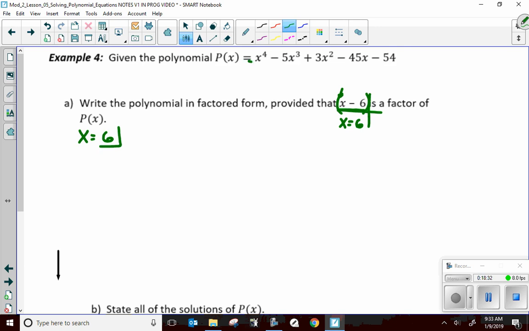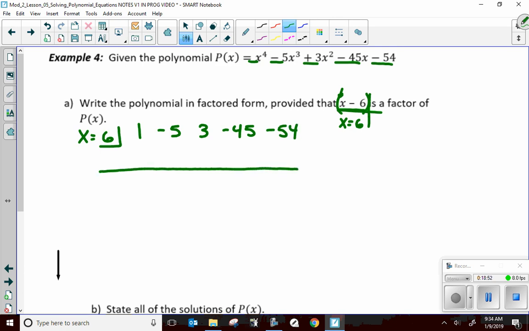And again, a positive 1, negative 5, positive 3, negative 45, and negative 54. All of those coefficients are going to go right here. 1, minus 5, plus 3, minus 45, minus 54. And since I know this is a factor, my last term is my remainder. It should be 0. You don't have to write that now. I'm just writing it now. And R stands for remainder. Don't look at this later and say, why is he writing the word R there? 0 is my remainder.